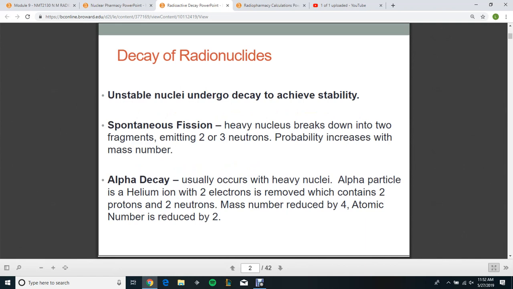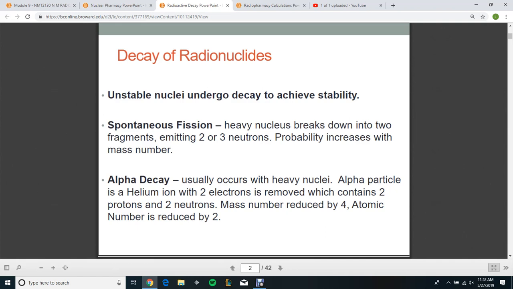Decay of radionuclides. Unstable nuclei undergo decay to achieve stability. By spontaneous fission, the heavy nucleus breaks down into two fragments, emitting 2 or 3 neutrons. Probability increases with the mass number.